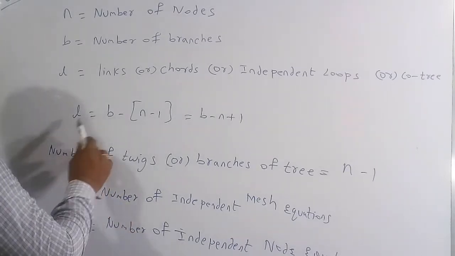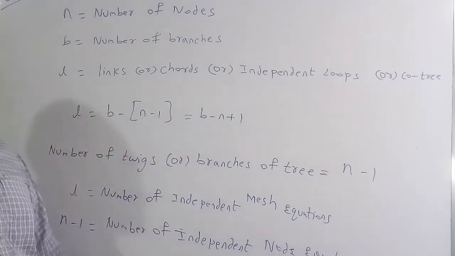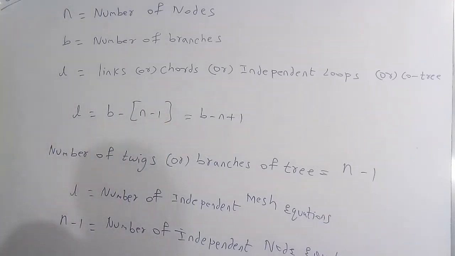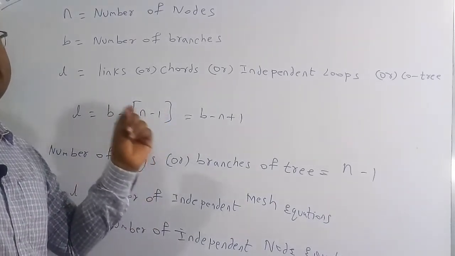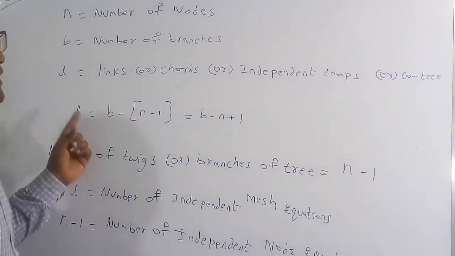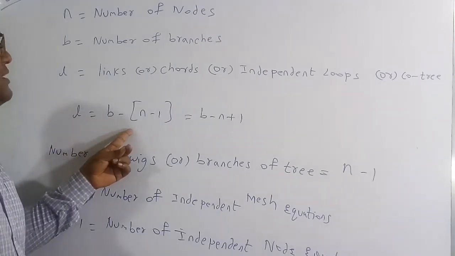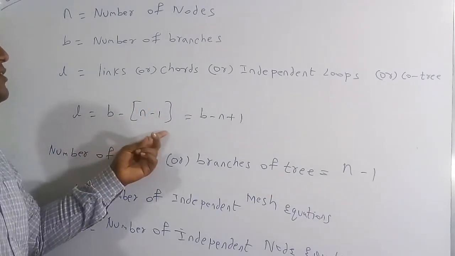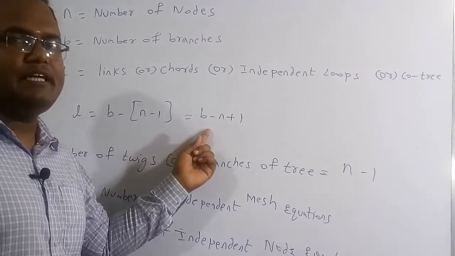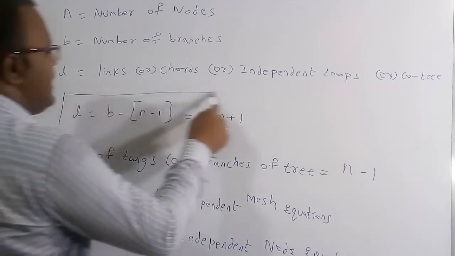Basically L is equal to the total number of branches minus the number of twigs, where n minus 1 is the number of twigs. Twigs are nothing but the branches in a tree. The branches in a tree are said to be twigs. Therefore the number of independent links or loops is equal to the total number of branches minus the number of twigs, which is n minus 1. If you solve this, we get b minus n plus 1. So this is the relation between L, b and n.